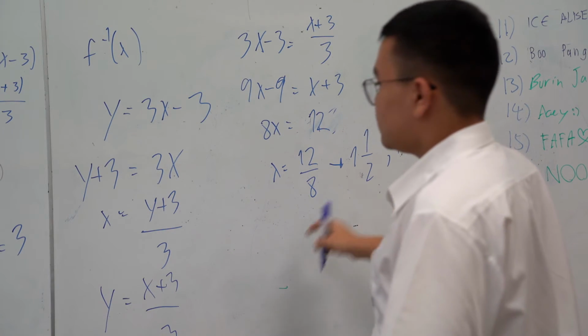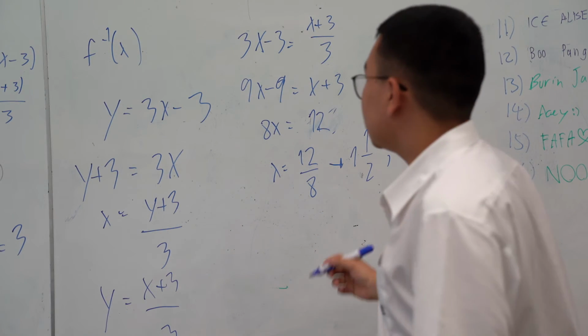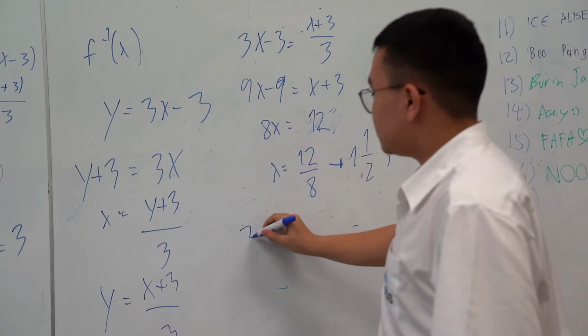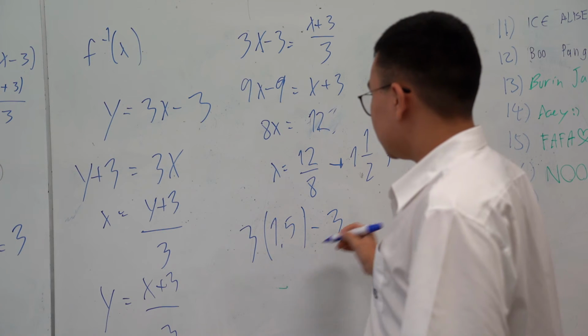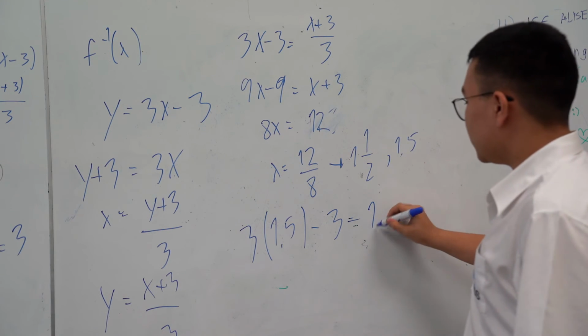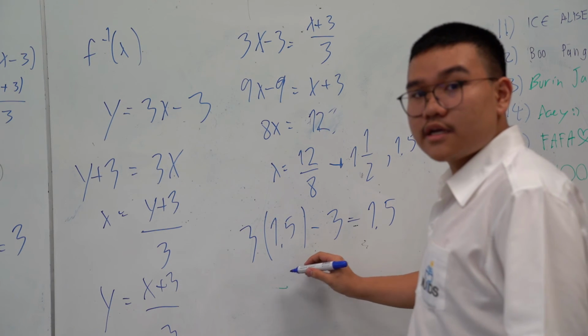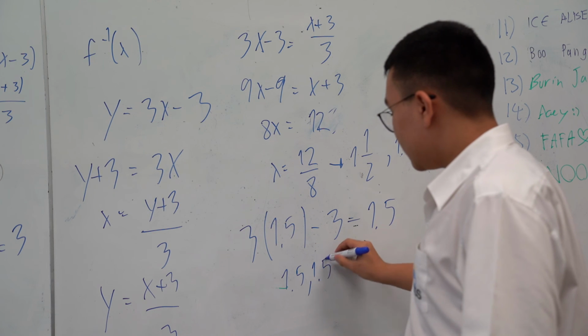Okay, so we get x equals 1.5, and we substitute it into one of the equations we got. To make this easy, I just put 3 times 1.5 minus 3, so we get 1.5. Here we can say that the point where they cut is (1.5, 1.5).